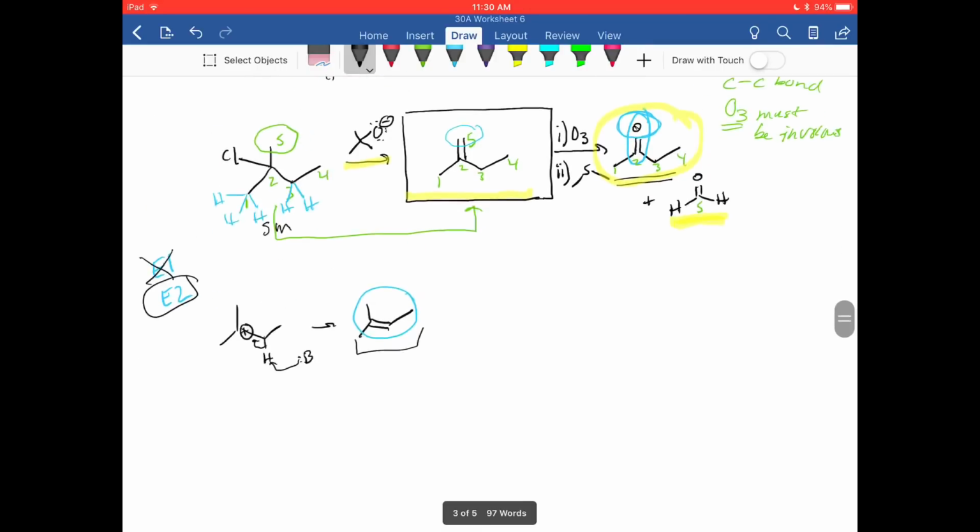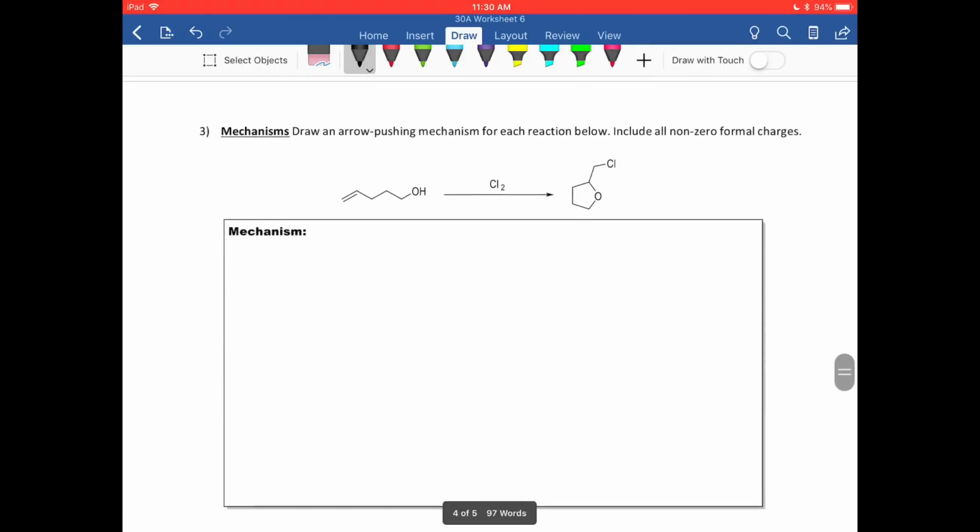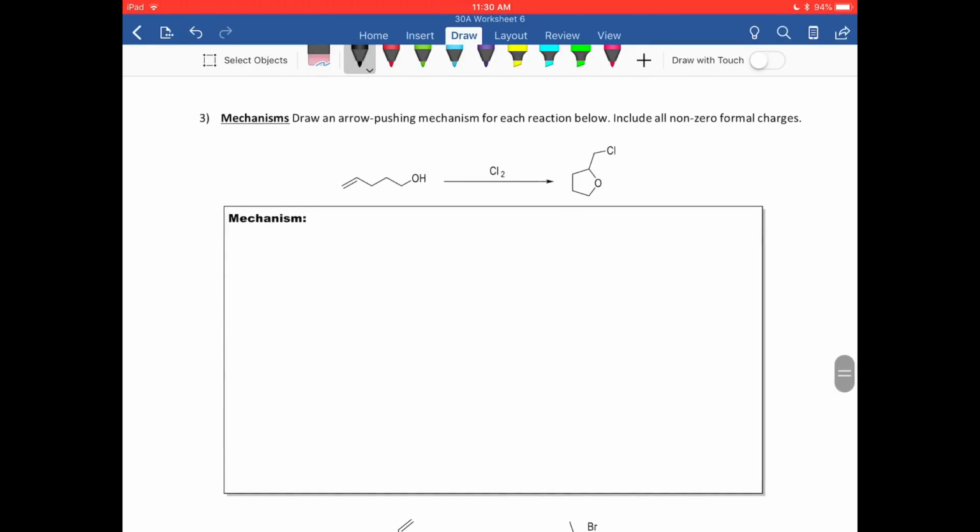Okay, so let's go down and do the mechanism problems. So the first one says, draw an arrow pushing mechanism for each reaction shown below, include all non-zero formal charges. So let's go ahead and do that. So we have an alcohol functional group and we have an alkene, and then over the arrow we see Cl2.